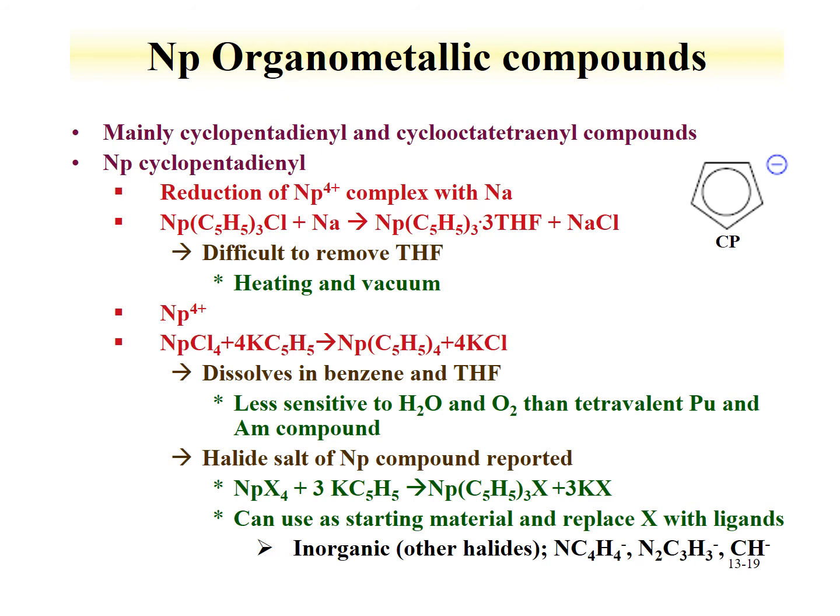environment. In Neptunium-4, a similar synthesis, again with a chloride starting compound, where we can get the 4 Cp ligands around the neptunium. This dissolves in benzene and tetrahydrofuran and could allow spectroscopic examination of this material to be performed.